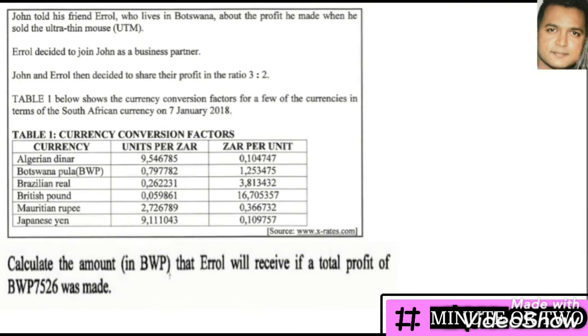Calculate the amount in Botswana pula that Errol will receive if a total profit of 7526 Botswana pula was made. From the information at the top, we found that the profits are shared with a ratio of 3:2, where John gets the 3 and Errol gets the 2. Generally, the order in which they write the names tells you how the ratio is divided.